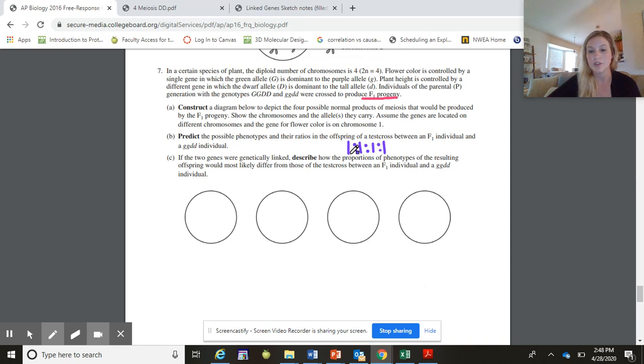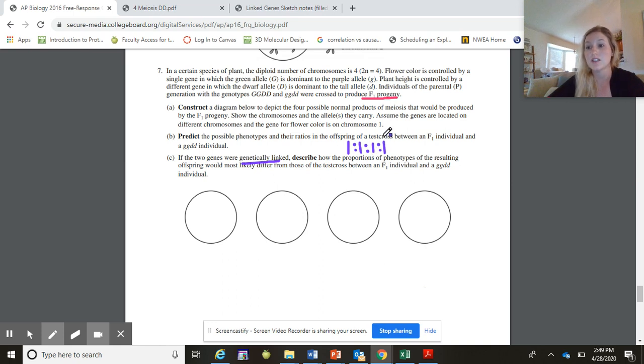Dwarf and green is the same amount as, so again, if this is green and dwarf, then we have the same amount of green and tall, and then we have the same amount of also, gosh, what color? Purple and dwarf, and then we also have the same number of purple and tall. So if these were linked, what could we expect to happen? Well, we would not see this ratio.